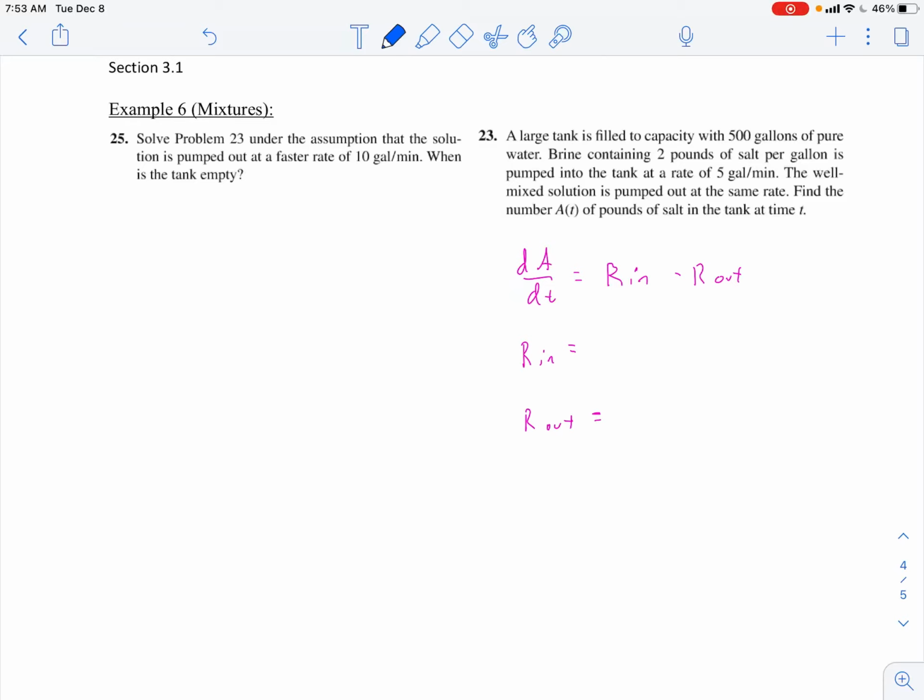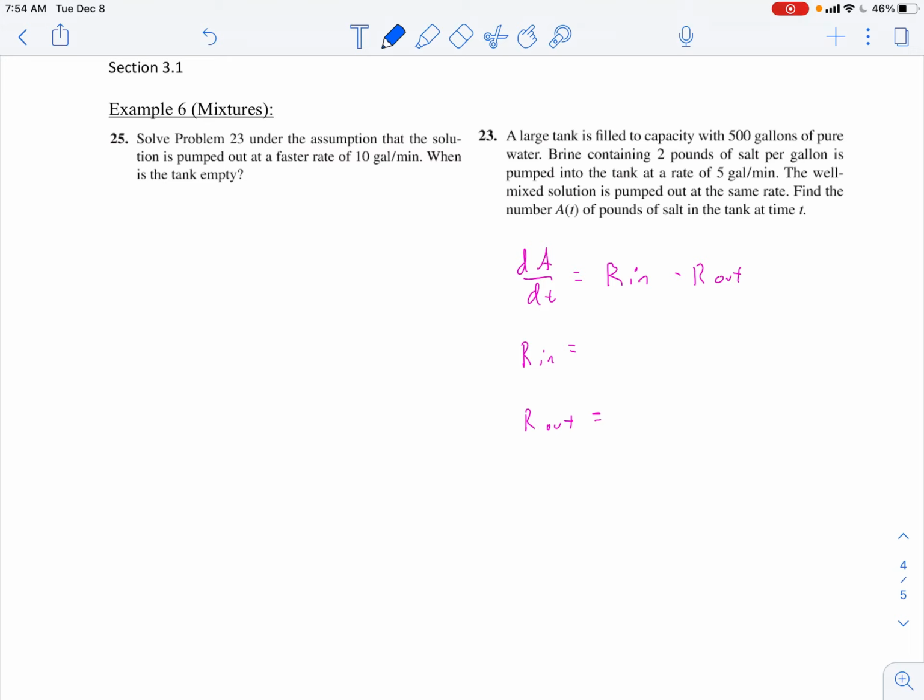Last example, example 6, where we're talking about mixtures. And so what I wrote up here first is to go ahead and write the differential equation for mixtures that we got from section 1.3, where our total amount of mixture, the change, is going to be equal to R sub in minus R sub out.